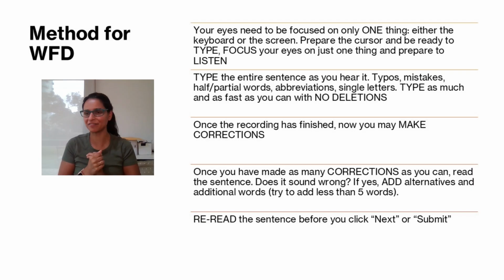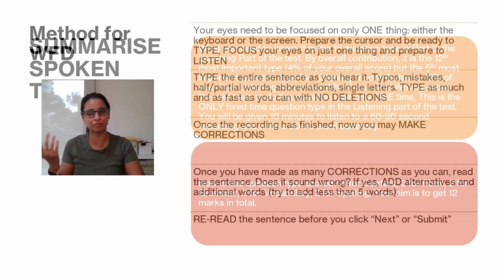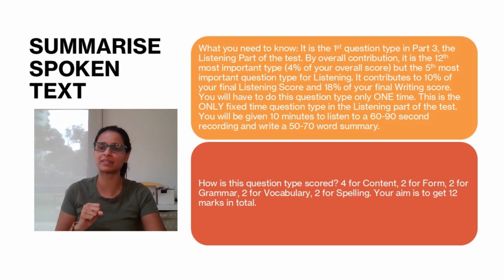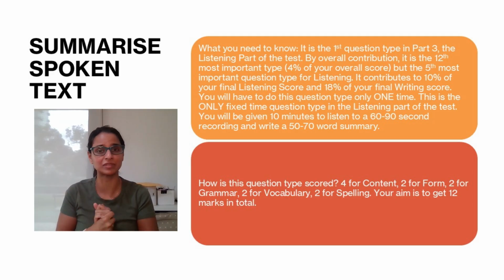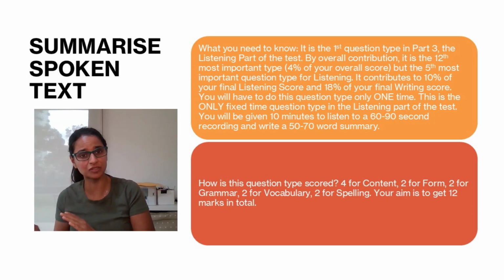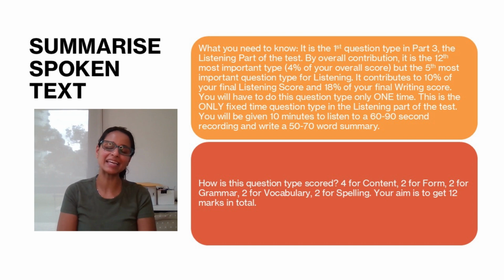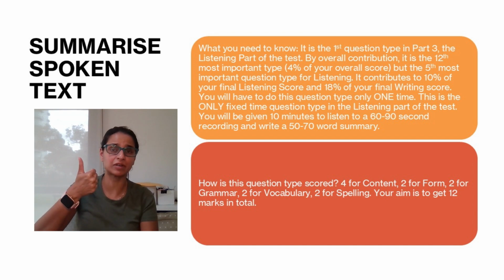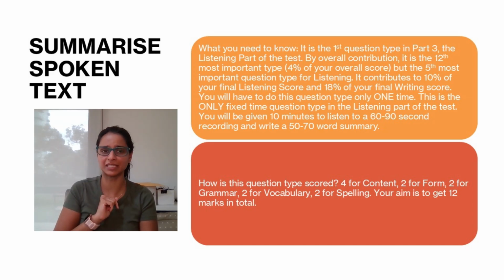Okay? All right. Let's move on to the next more important question type in the listening part of the test. And this is the only fixed time question that we've got. Summarize spoken text. Okay, it is not the most important question type, obviously, but it contributes 10% of your final listening score. And here's the kicker: 18% to your final writing score. So we had 23% for right from dictation and now 18% from summarized spoken text.